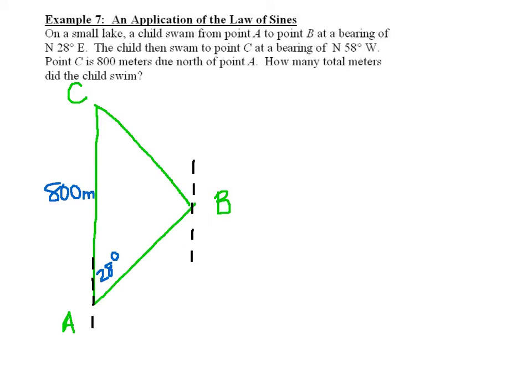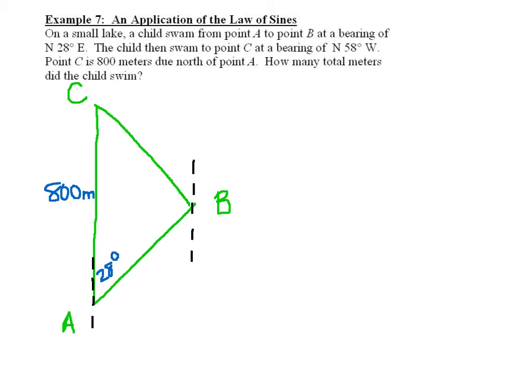In example 7, here we're going to be using bearings, which we haven't done for a little while. But we're also going to solve a word problem here to find out how far a child has swam in a lake. I would probably recommend not letting your own child swim this far, but do as you wish.